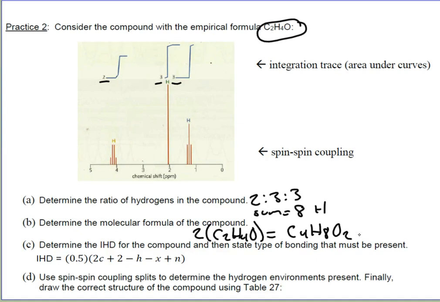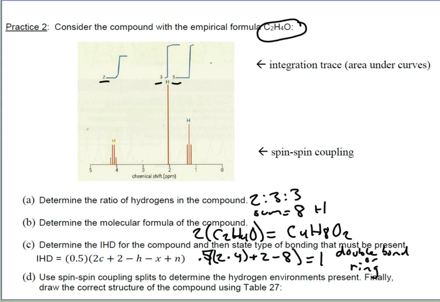From there, you were asked to calculate the IHD. I've included the equation here to reference. So I'm going to take 0.5 and multiply by 2 times the value of carbons, which is 4. Then I'm going to add 2 and subtract the amount of hydrogens, which is 8. And none of the other values are included in my number. So 0.5 times 8 plus 2 minus 8, this is going to equal 1. Now, here you would reference the IHD information and determine that a hydrogen deficiency of 1 could only be because of a double bond or because of a ring.